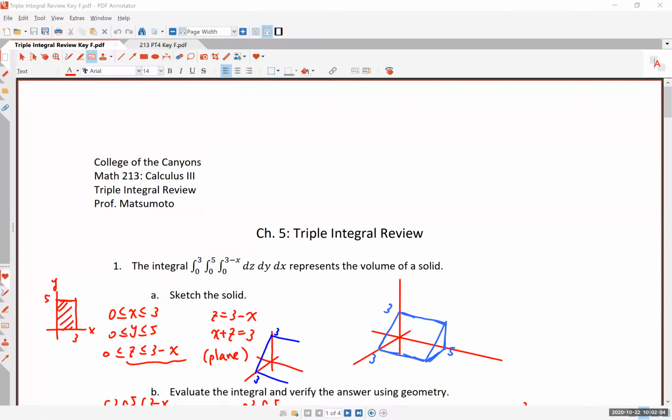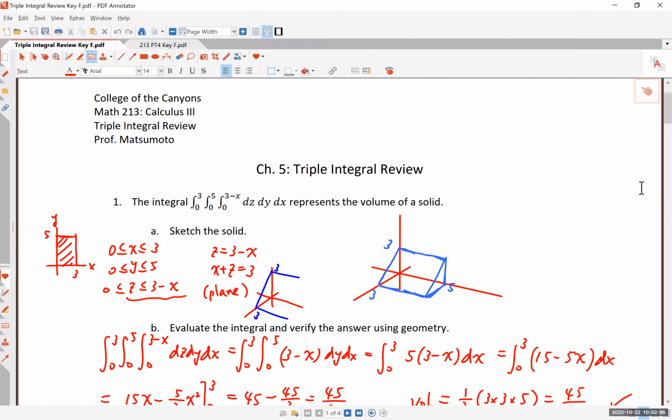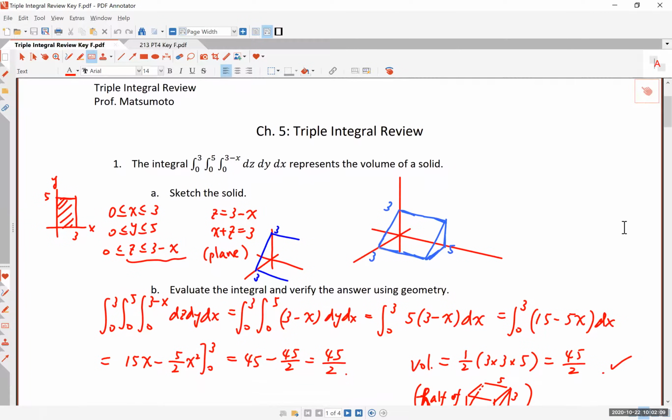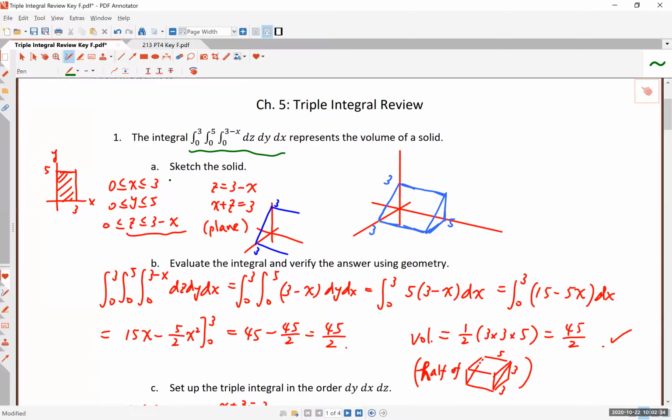All right, so this is the triple integral review. Number 1, the integral, and you can see this integral here. I'm going to use green ink for my comments today. The integral here represents the volume of a solid. Now sketch the solid. Of course, you see it right in front of you, so it makes sense, but your objective is to be able to, based on these numbers, create a little sketch.